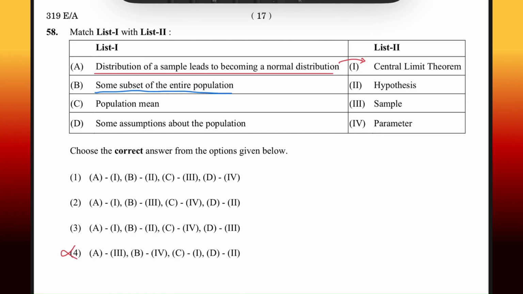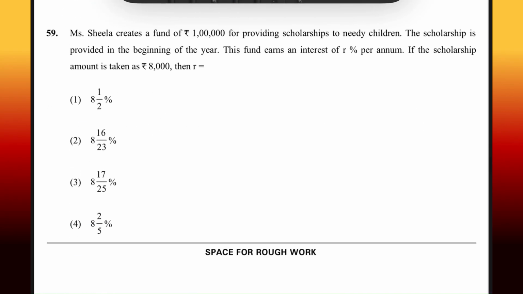Some subset of the entire population is called a sample. So B matches with 3. So here option 3 is the incorrect answer because B matches with 3. Option 1 is also incorrect. So option 2 must be the correct answer for this question. So, a simple definition-based question. Let's move to question 59.